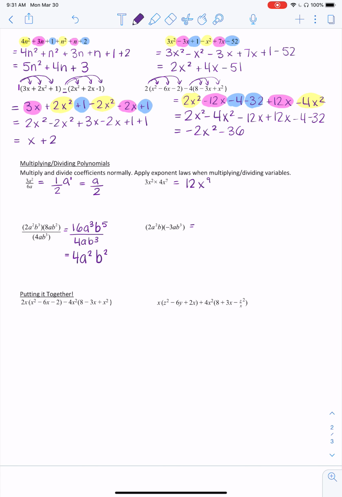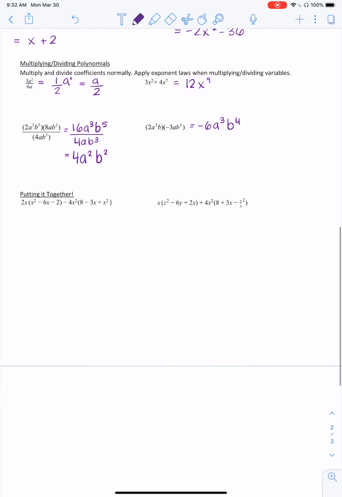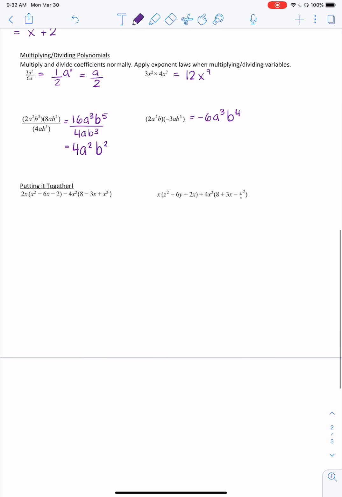Our last one here, we start by looking at our coefficients and we're multiplying. So we start by multiplying those. 2 times negative 3 will give us negative 6. Then I have a squared multiplied by a, so I'm multiplying, so I'm going to add the exponents. And then for my b's, I have b multiplied by b cubed, so I'm going to add my exponents and get b to the 4. So our last step is to put all of this together.